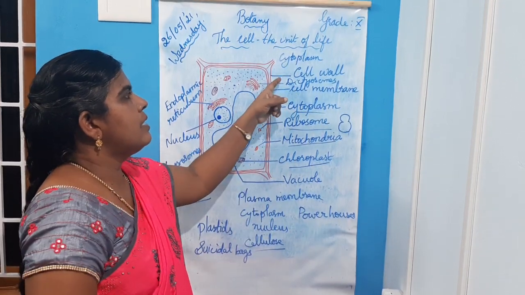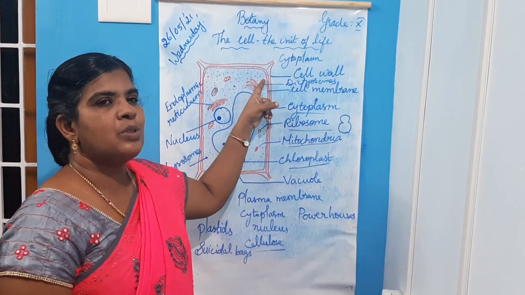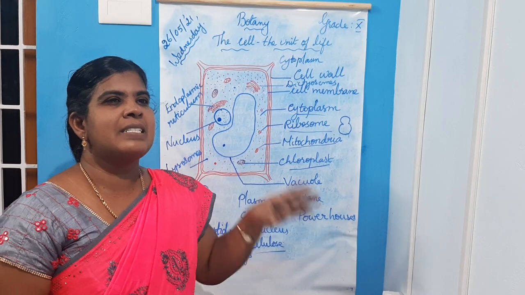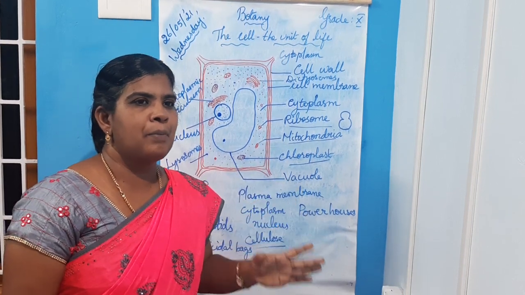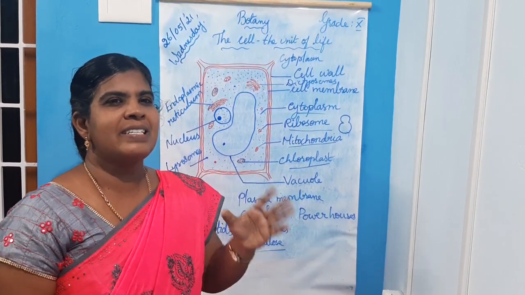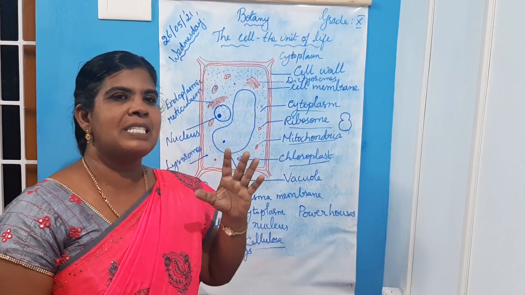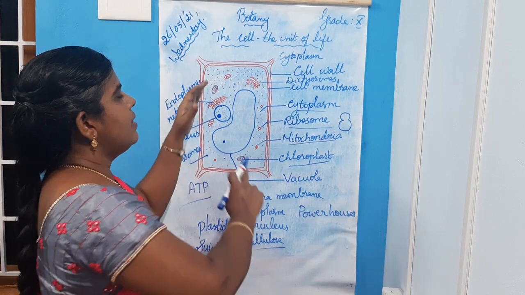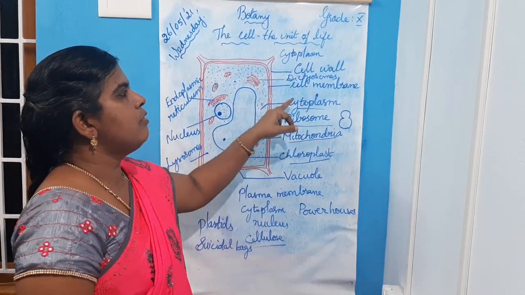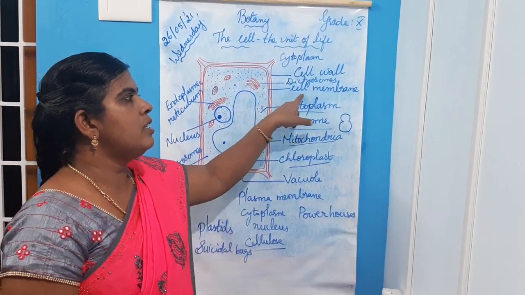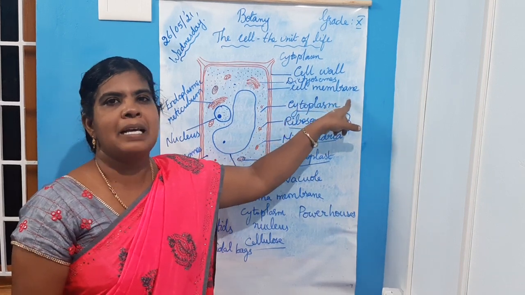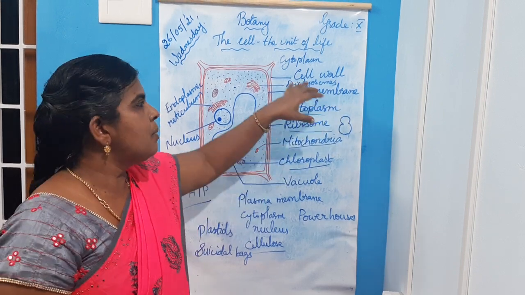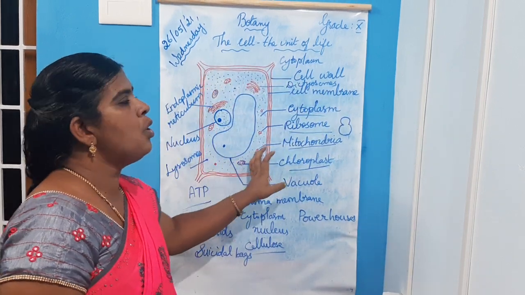Now, inner to the cell wall is the plasma membrane. This plasma membrane is semi-permeable. Semi-permeable means it allows only certain selected materials or particles to get inside the cell, so it is a selectively semi-permeable membrane. It is also called the cell membrane. This membrane encloses the cytoplasm.